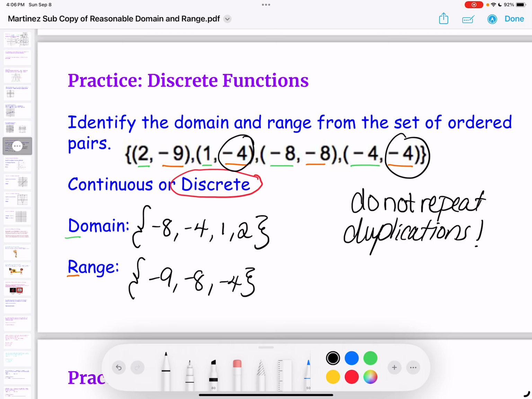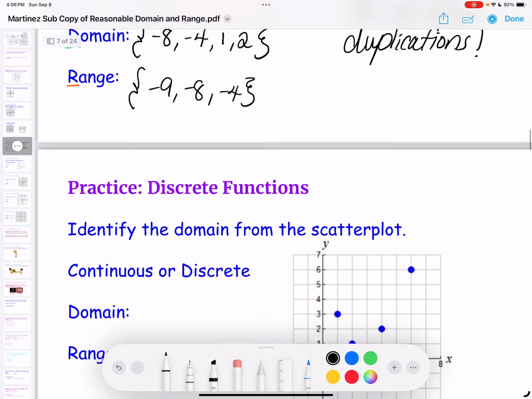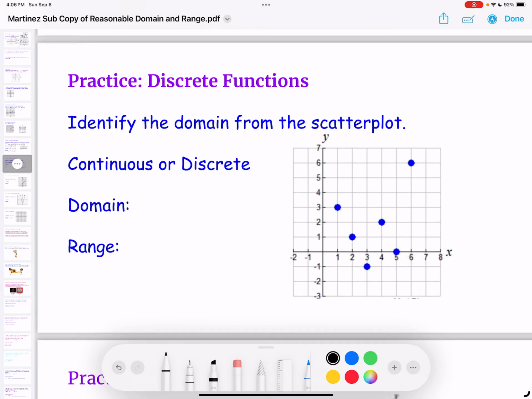Okay, so for the next one, it says to identify the domain from the scatter plot. Oh, it should say domain and range, but that's okay. I believe it says it on your paper. First things first, we're going to determine whether it's continuous or discrete. So this one is a discrete function, okay? Now the domain is going to be the range of X values. So for the domain, we have a 1, a 2, a 3, a 4, a 5, and a 6.